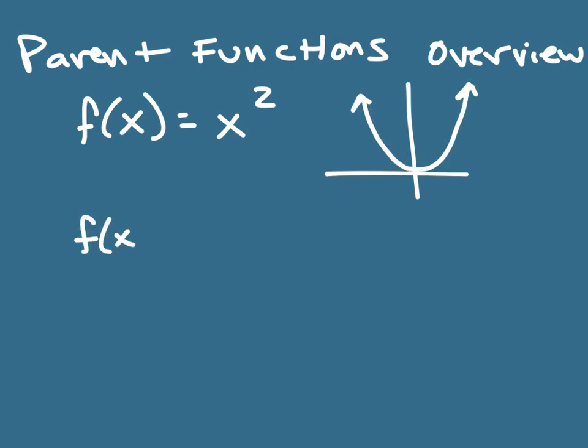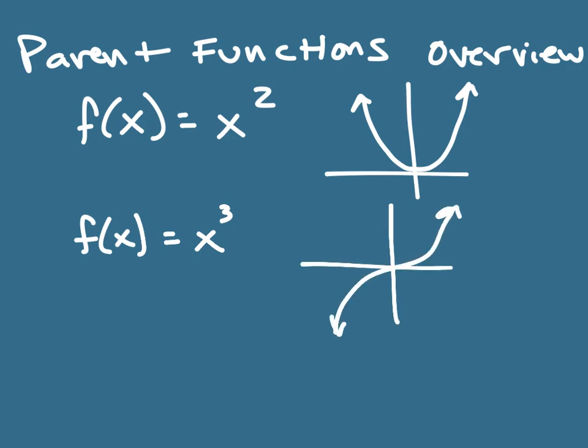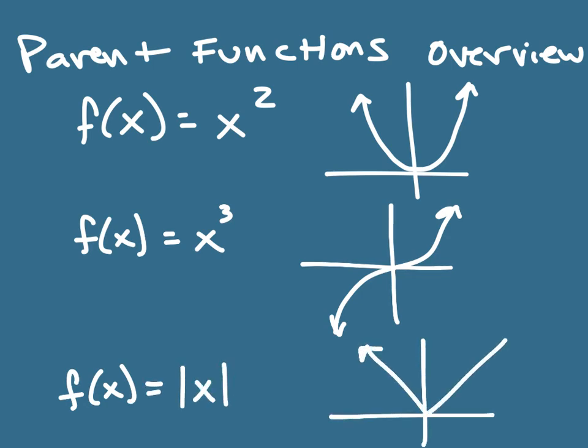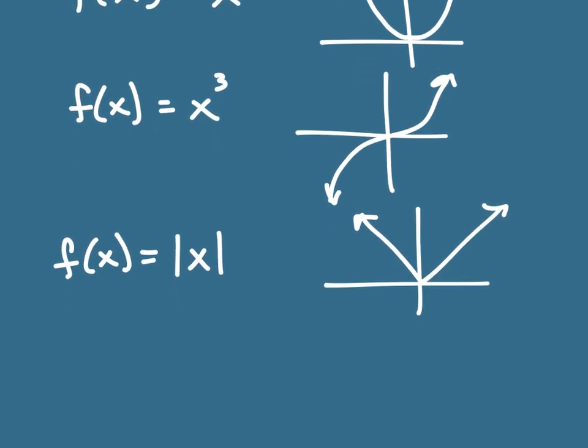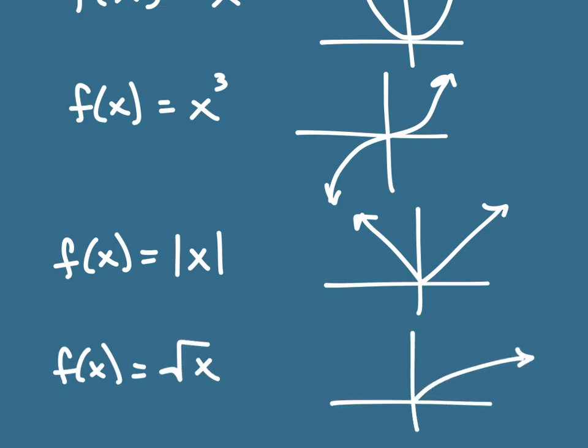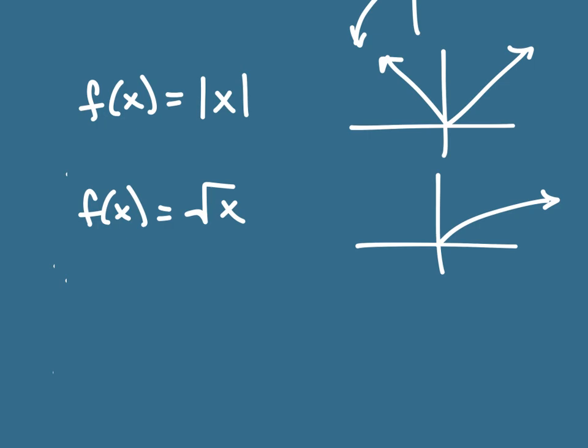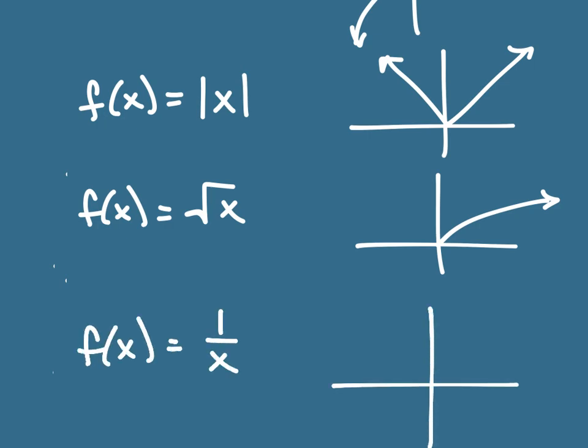f of x equals x cubed is just going to look like this. If you had f of x is equal to the absolute value of x, that's just going to be a graph that looks like this. If you've got f of x is equal to the square root of x, then that graph is going to look like that. If you've got f of x is equal to 1 over x, this graph is going to look like this.